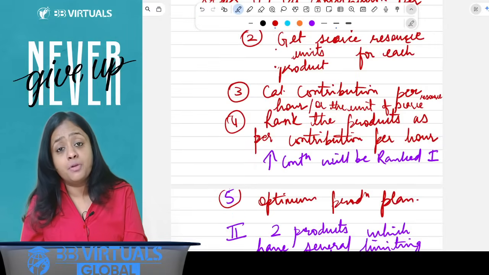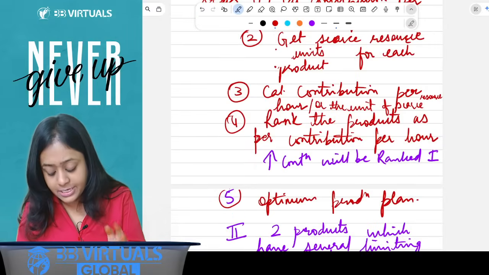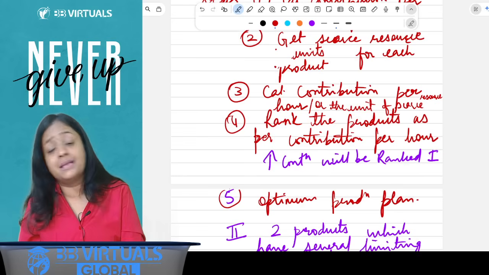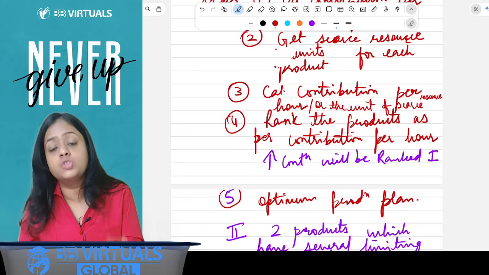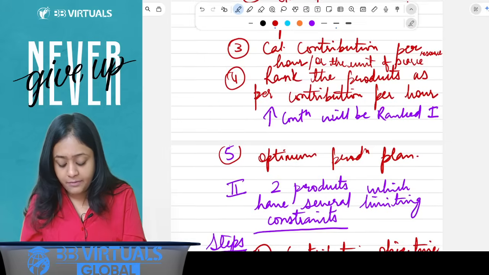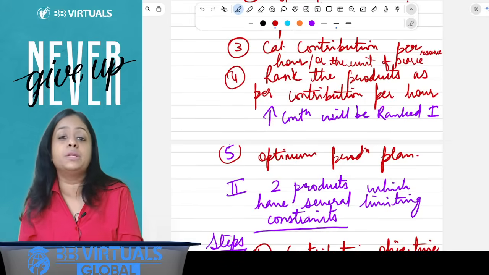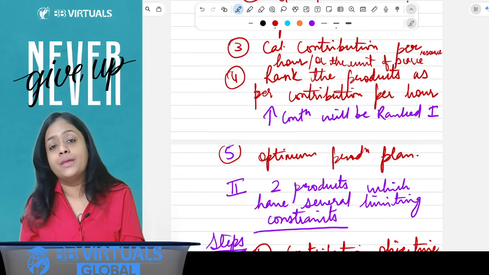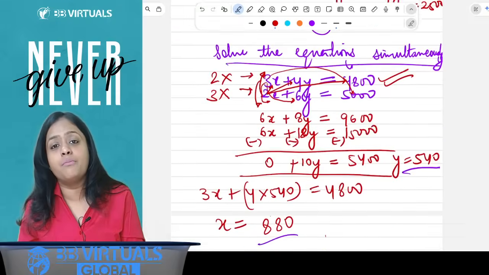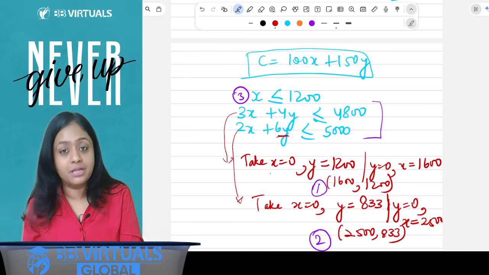Then you will rank the products as per the contribution per hour or again per unit of the scarce resource. Like here, the product which has got the maximum contribution per scarce resource will be ranked 1, then rank 2, and accordingly we will go down. And then we will create the optimum production plan. Like we saw in the example above, optimum production plan is the plan where the contribution is maximized. Now I come to a question where you have multiple constraints, but then you just have two variables. Constraints can be multiple.